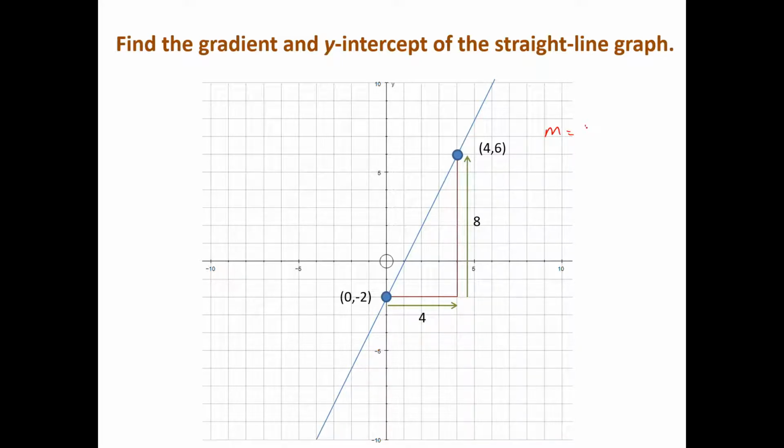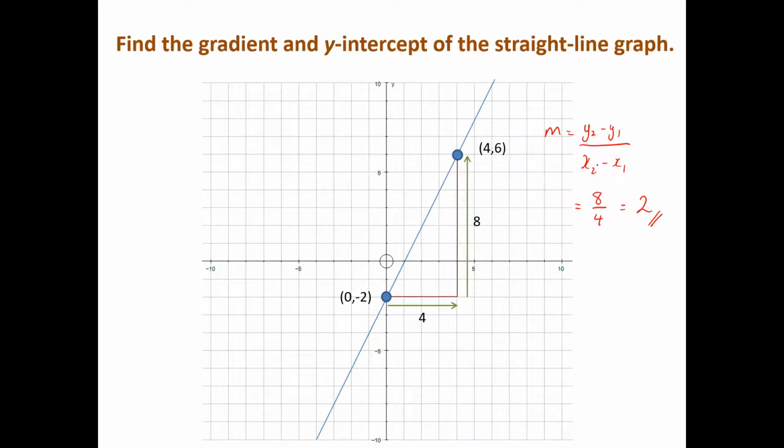So the change in y over the change in x. So what's the difference between the y coordinates and the difference between the x coordinates? And so that would be 8 over 4, which is 2 for this one. The change in y over the change in x. Some people think of this as rise over run.